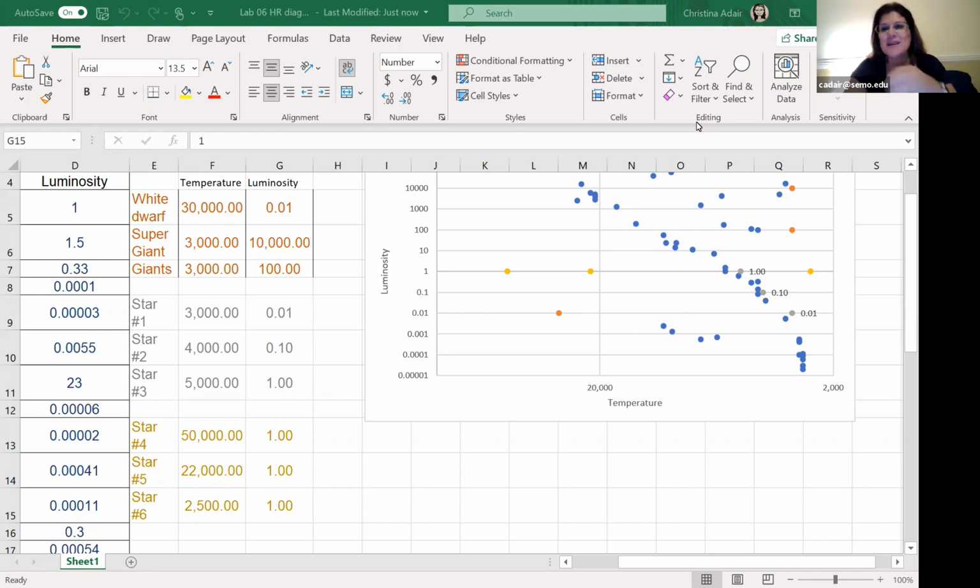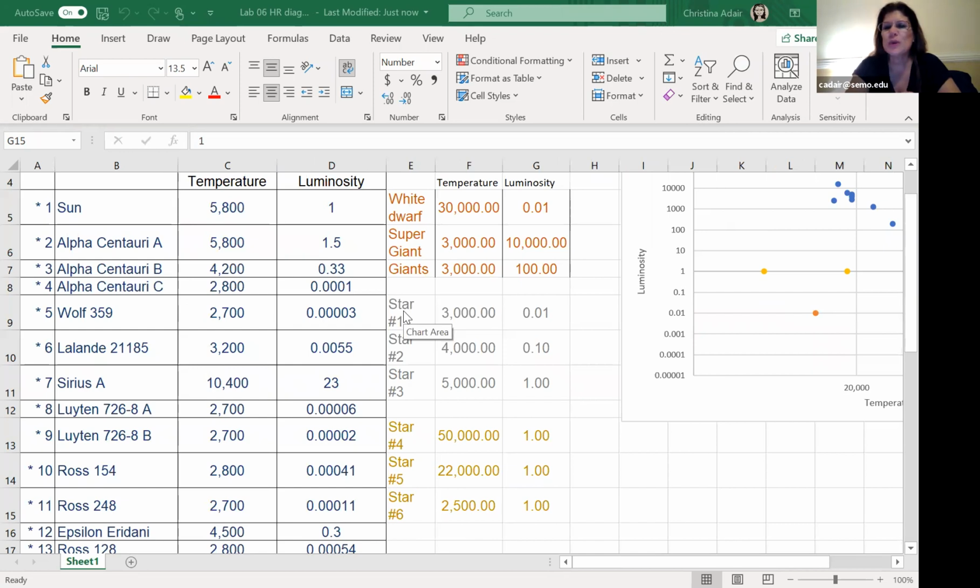So I've already got us set up here. This Excel file is within your lab. It's going to be linked in the question. So we're going to go through this real quick.